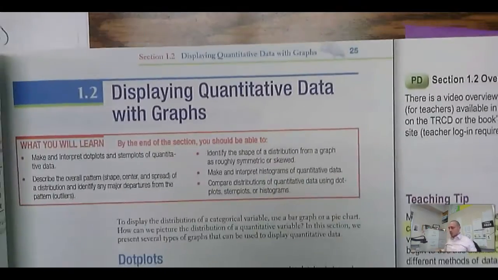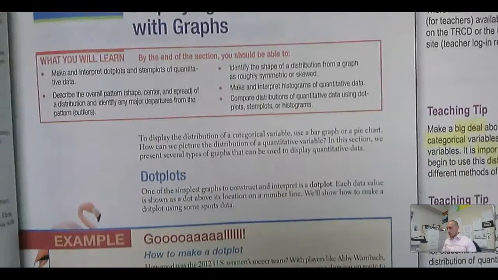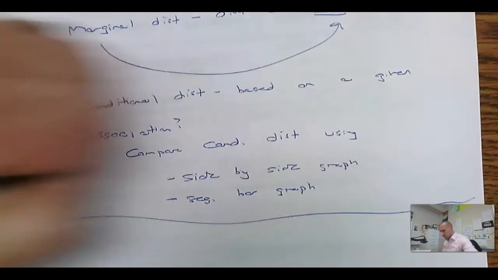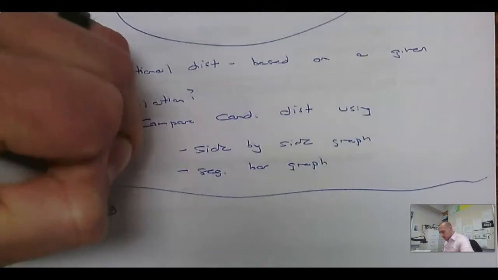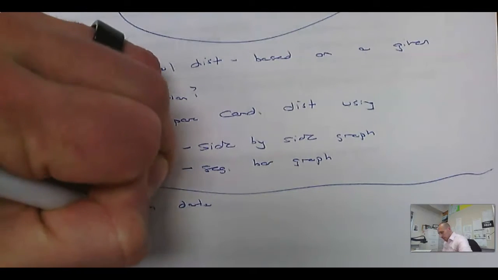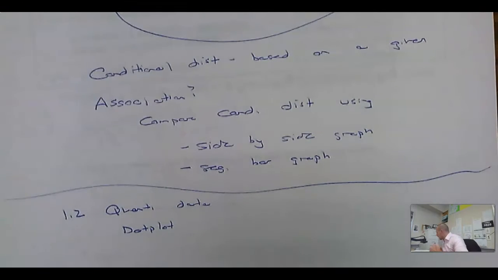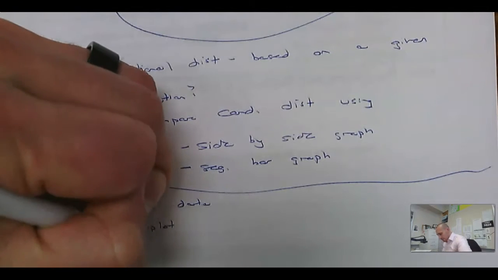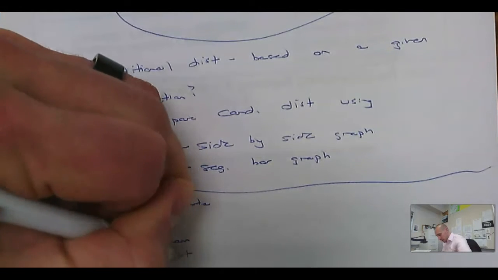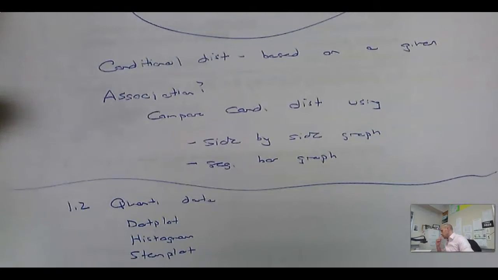Section 1.2. Now we just got into displaying quantitative data. So now if we're measuring something that has units, there's a few different ways we can do this. So if we're measuring quantitative data in section 1.2, I'm just going to abbreviate quant data. This is where we're talking about making a dot plot. I don't want to get too far ahead. Histogram and stem plot is what we did in this section. Dot plots, histograms, and stem plots. So we've made a bunch of dot plots. That should be pretty comfortable.